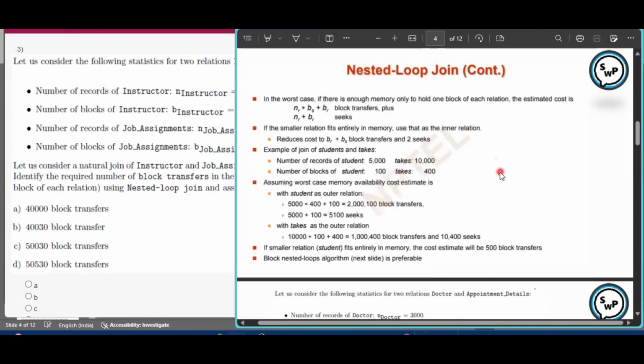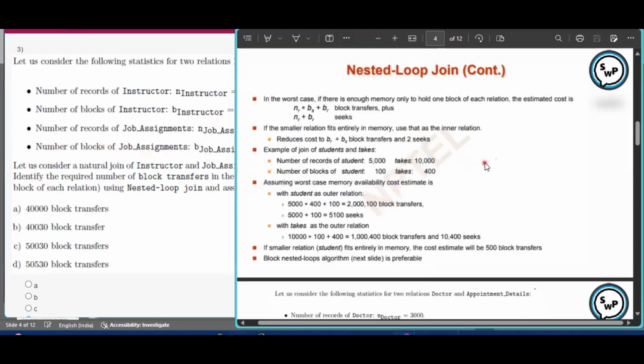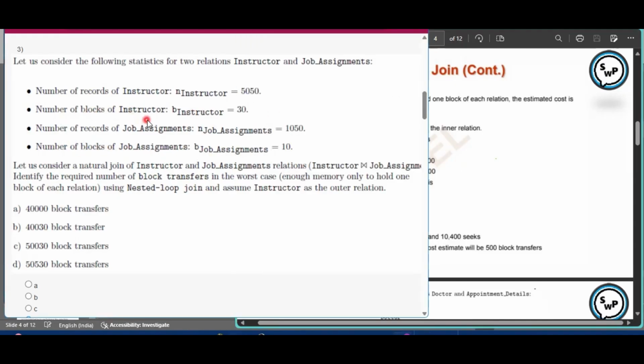So if we look at the equation, that is NR into BS plus BR. Now what is NR here? NR is the number of records of instructor. And what is BS? BS is the number of blocks of job assignment. And what is BR? BR is the number of blocks of the instructor. That means if the instructor is the outer relation, then we have to multiply the number of records of instructor into the number of blocks of job assignment plus the number of blocks of instructor.